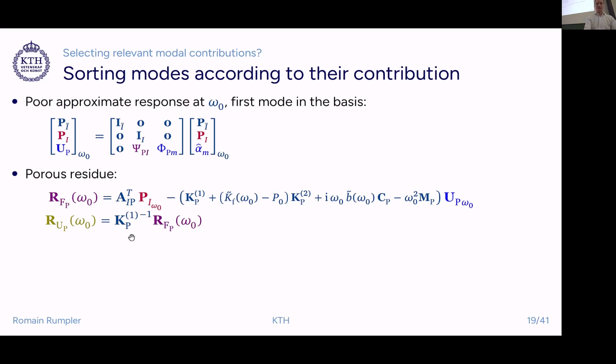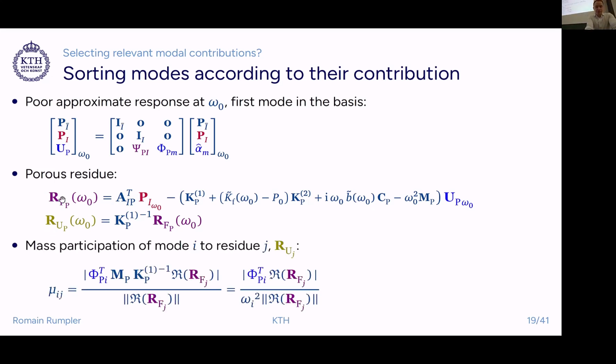And then you could calculate the displacement kind of quantity associated with this by taking the static problem. If you take the low frequency stiffness matrix for the poroelastic materials, you have a static response there that translates this residue, the force-oriented residue, into a displacement one. And that is useful in order to calculate the quantity that we have here, which is a mass participation of each mode to the specific residue that has been calculated based on one mode. So this is exactly what you have here.